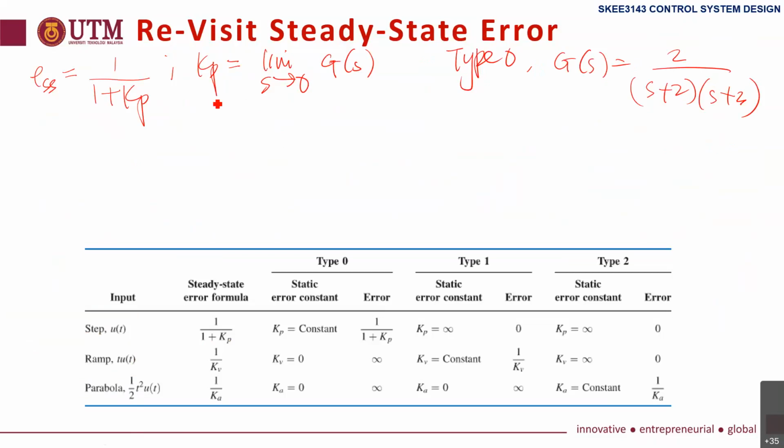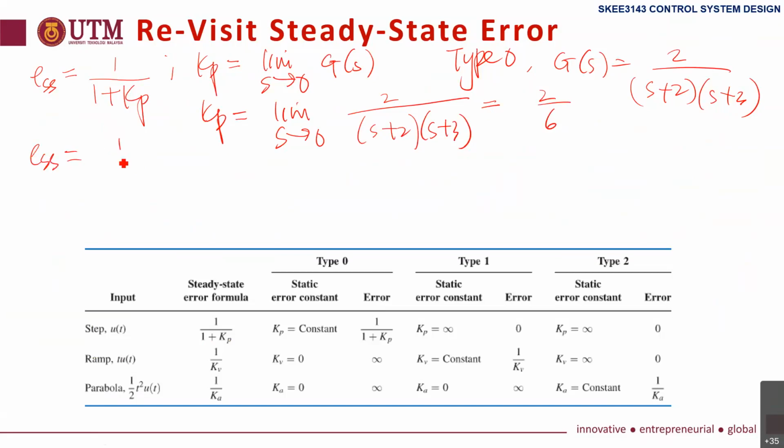So if I calculate Kp here, I apply the limit as s goes to 0 of 2 over (s plus 2)(s plus 3). Then substitute 0, I get 2 over 6. Kp is 2 over 6. Then the error will be 1 over 1 plus 2 over 6, which is 1 over 1 plus 0.33, so 1 over 1.33. This is the error when the system is type 0.